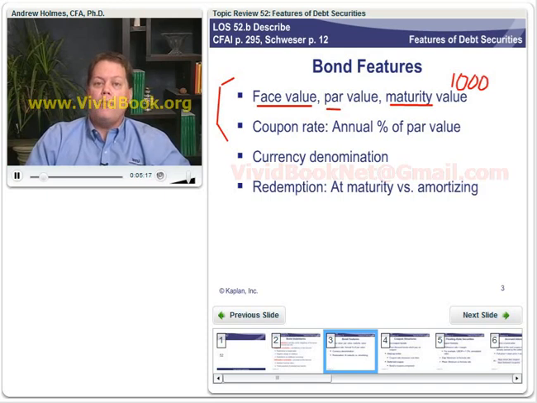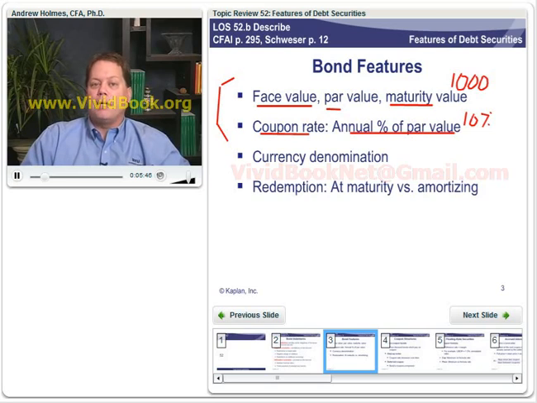The coupon rate is also called, so as long as we're giving things lots of names, the stated rate or the nominal rate, is the annual percent of par that the firm is going to pay in interest. So if we wanted to look at this and think of a $1,000 par value bond with a 10% stated or coupon rate, that would be a typical structure for a very plain vanilla corporate bond.